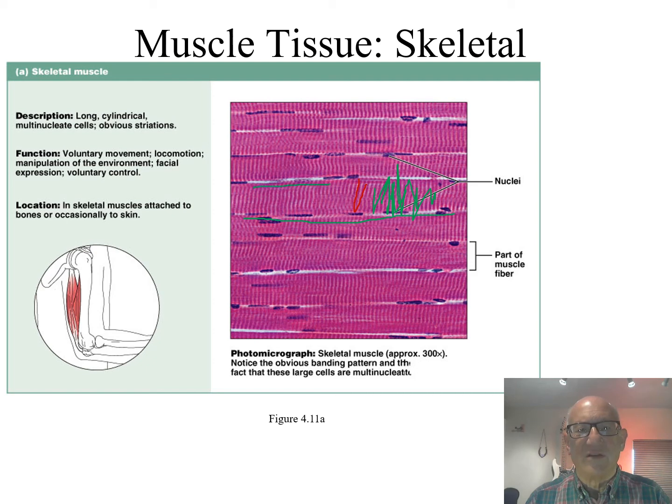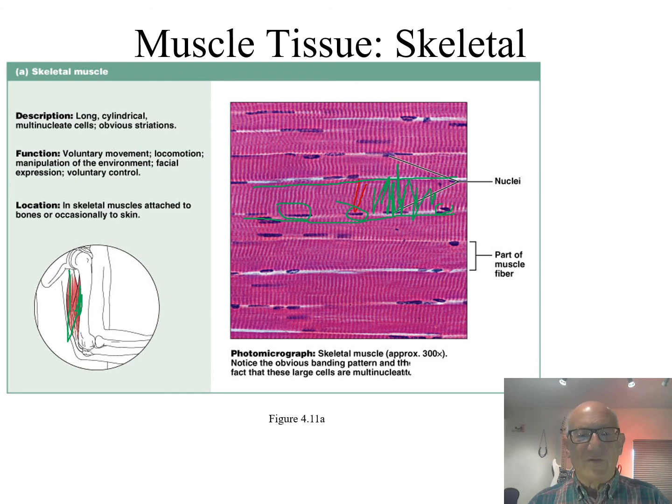Each one of these is a cell, and you can see multiple nuclei in one cell, and that's because muscle cells are very long. If we take any muscle of the body, each cell of the muscle runs the whole length of the muscle. Here, I believe we're looking at a triceps muscle over on the left-hand side of the slide, and the length of it is from the shoulder down to the elbow.